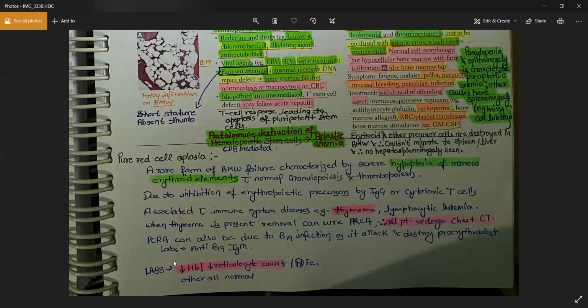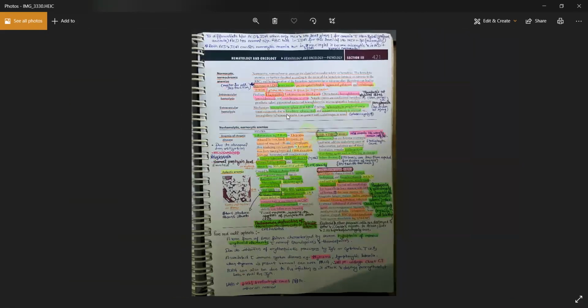I have one question. Yeah. Pure red cell aplasia and aplastic crisis are the same thing? Yeah. Okay, got it. Thank you. Normal iron, because you're not interfering with the iron, right? You're just having a normal iron. Yeah. Okay. Any doubt on this page? No, thank you.